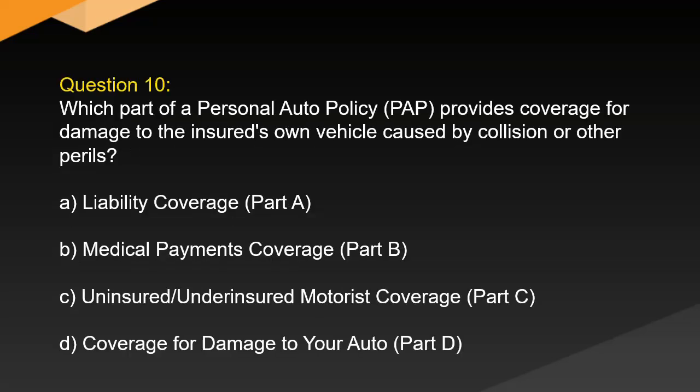Question 10. Which part of a personal auto policy, PAP, provides coverage for damage to the insured's own vehicle caused by collision or other perils? A. Liability coverage, Part A. B. Medical payments coverage, Part B. C. Uninsured underinsured motorist coverage, Part C. D. Coverage for damage to your auto, Part D.